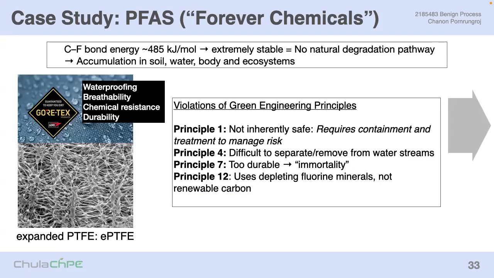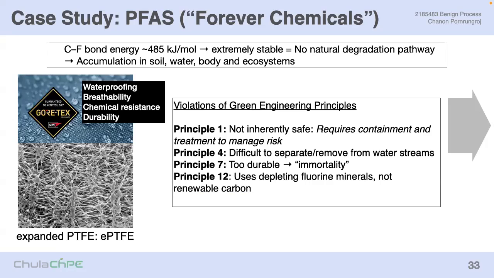Okay, another case study, or another example, is PFAS, forever chemicals. You see here, the C-F bond has a really large bond energy, 485 kilojoules per mole. Very, very stable, it doesn't degrade easily. We use it to make waterproof jackets, right?